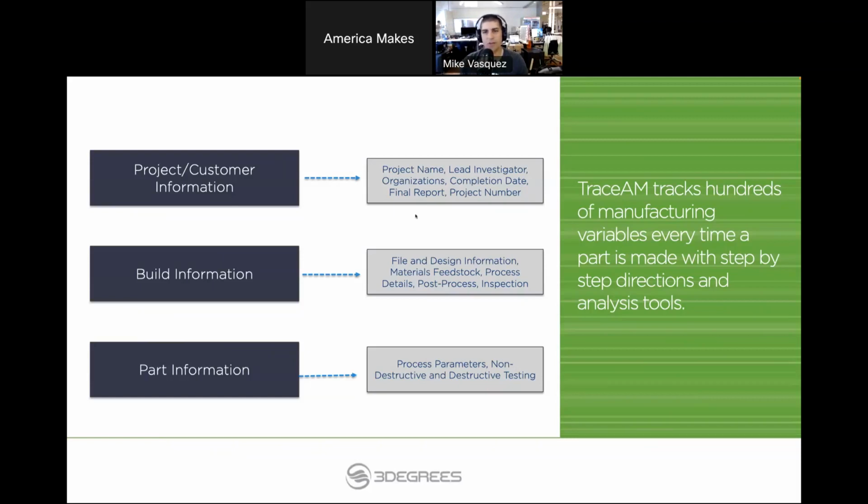So those are consistent, whether you're doing SLA or FDM or polymer laser bed, SLS, whatever it is. So those are the chapters. And then we get into the meat and potatoes, the part information. Those are the process parameters, the test results for an individual component, the post-processing or heat treatment for an individual component. That's the story.